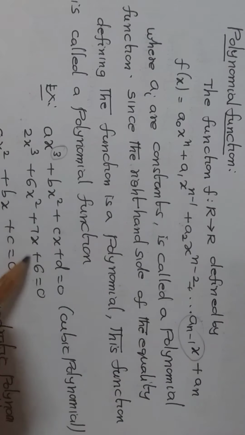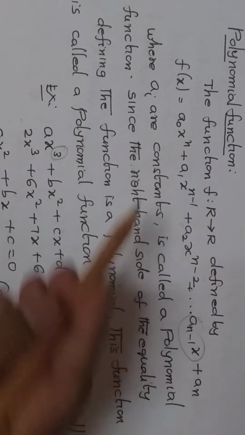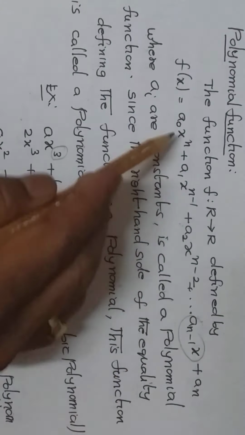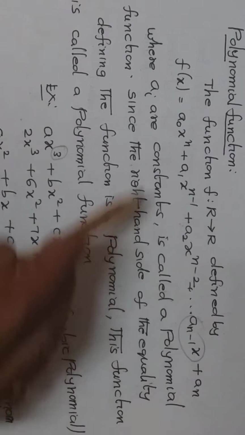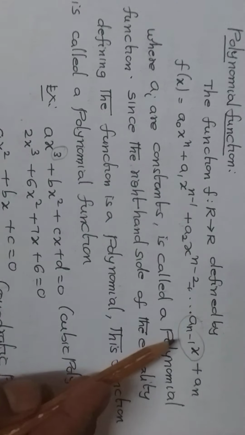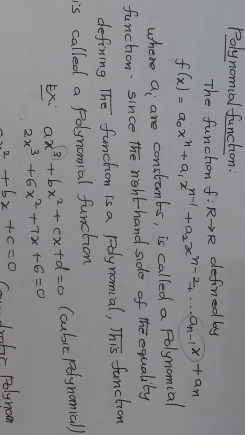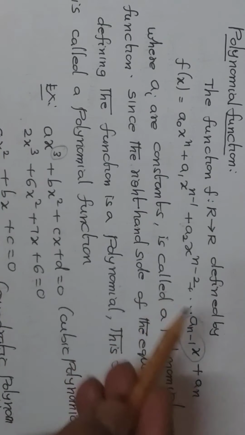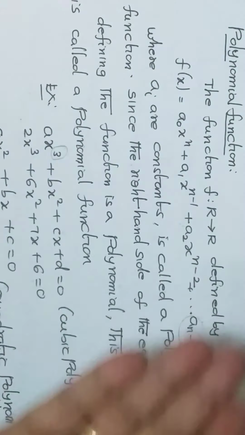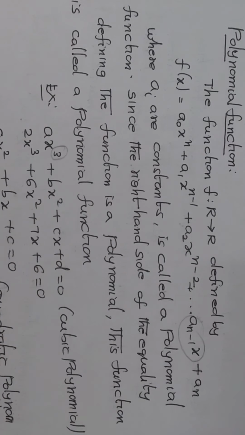So, this is a polynomial function. Why is it called a polynomial function? Because if you see the right side of this equality, it is defining the function, and it is a polynomial. That's why this function is called a polynomial function. This right side is defining the function which is a polynomial. That's why it is a polynomial function. That's it. Very simple reason.